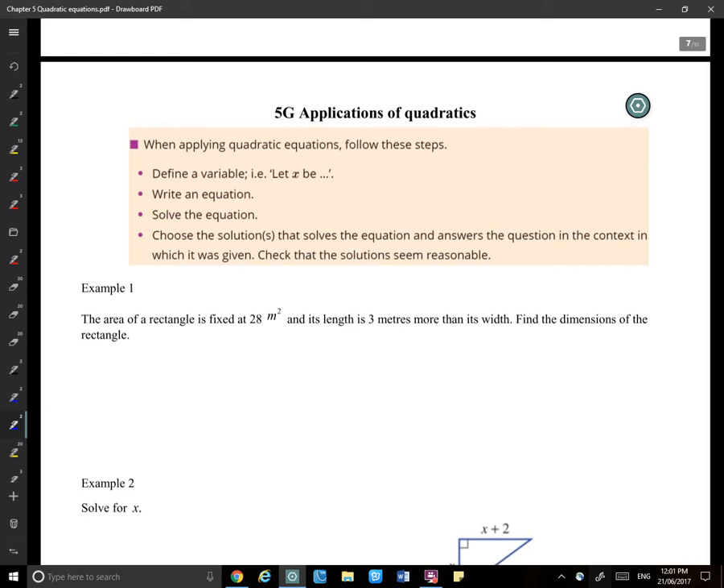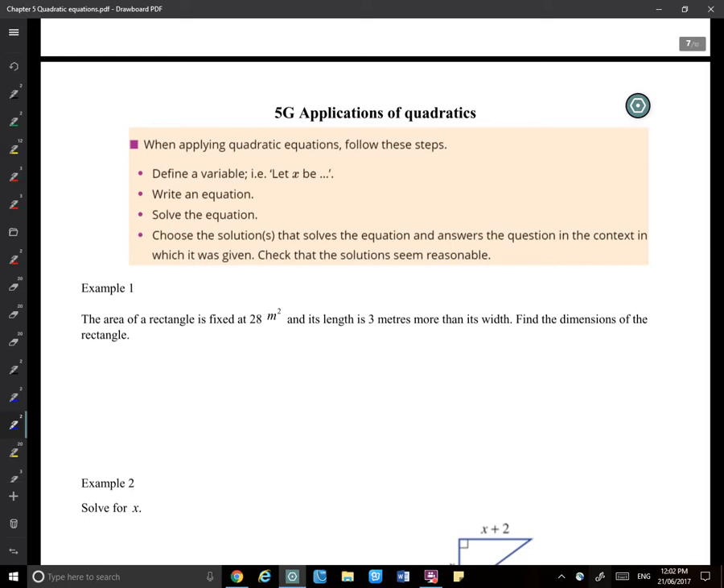Write an equation. Okay, how can we write an equation? According to what is given to us, we write an equation, and then solve that equation. How do we solve a quadratic equation? Factorize or use the quadratic formula. And choose the solutions that solve the equation and answer the question in the context which was given. So check that the solution seems reasonable. As I said, if the length is negative, it's not reasonable. You need to choose the positive answer only. Okay, 4 steps. Let's have a look at the examples.